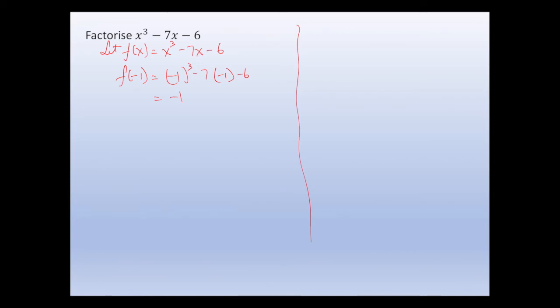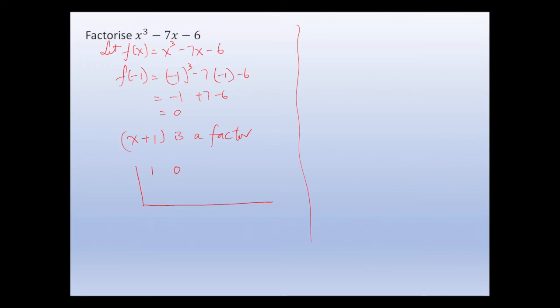So f of minus 1 equals minus 1 cubed minus 7 times minus 1 minus 6. So therefore, I have minus 1 plus 7 minus 6, which is 0. Therefore, x plus 1 is a factor.